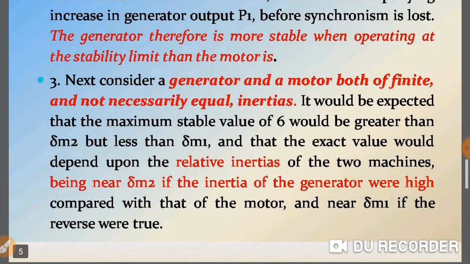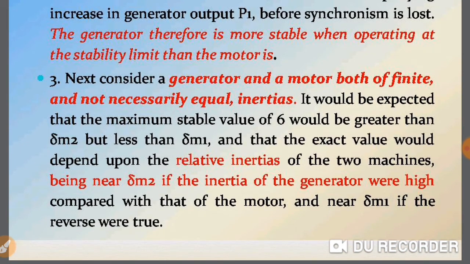Now the third case we will consider here is of a motor and a generator, both of finite but not necessarily equal inertias. Both are having different inertias. So what is expected from such a kind of system? It is expected that the maximum stable value will be greater than del m2 but less than del m1. The system has reversed now. And the exact value will depend on the relative inertias of the machines, because both the machines have unequal inertias. We had already explained that.